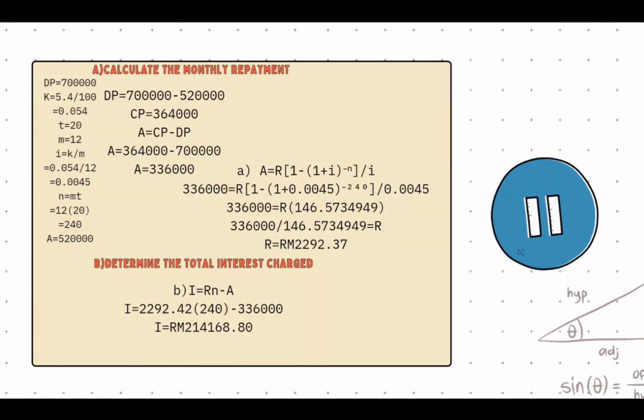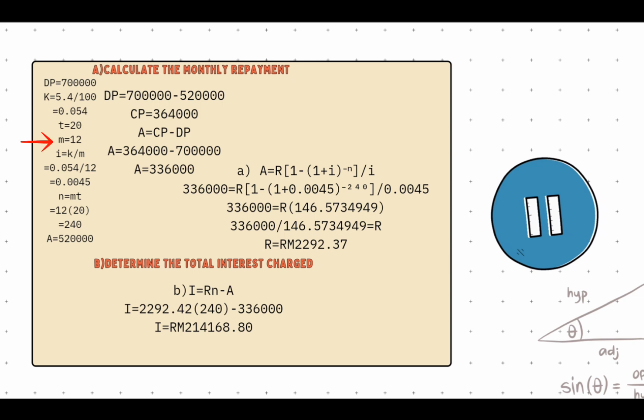Now, let's take a look at question A. Calculate the monthly repayment. For this part, we are calculating the monthly repayment of the loan. The deposit paid is RM700,000 minus RM520,000, which gives DP equal to 700,000 and CP equal to 364,000. Next, we need to find the amount borrowed using the formula A equal to CP minus DP. So after we substitute the values, A equal to 364,000 minus 700,000 and the answer will be 336,000. Now, the annual interest rate is 5.4%, which is written as 0.054.